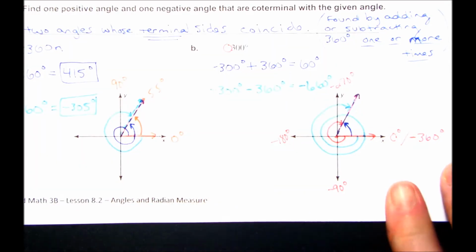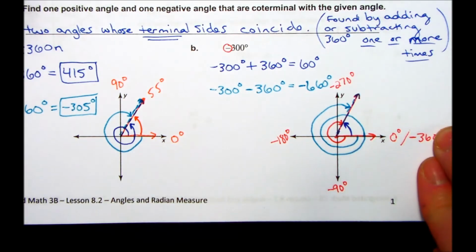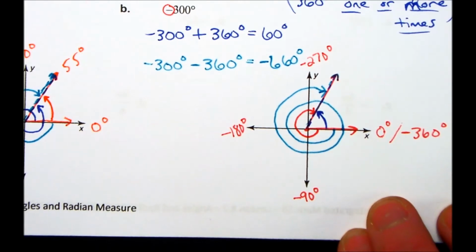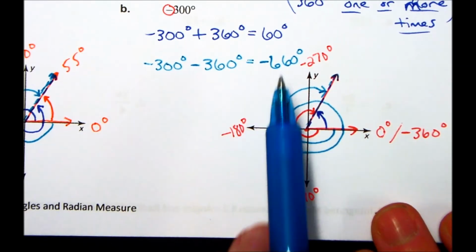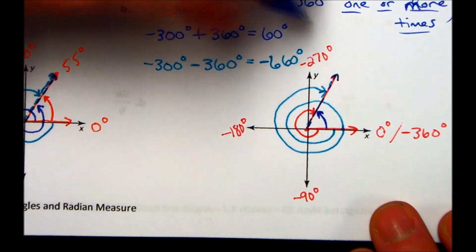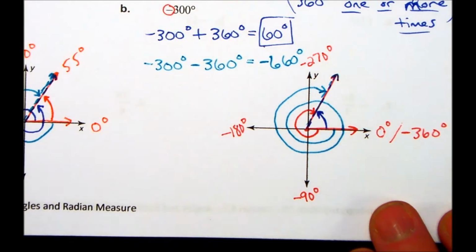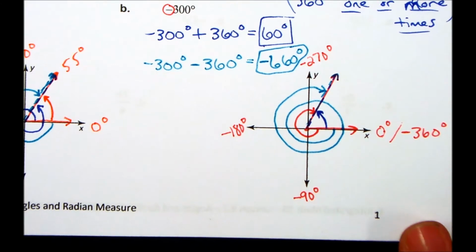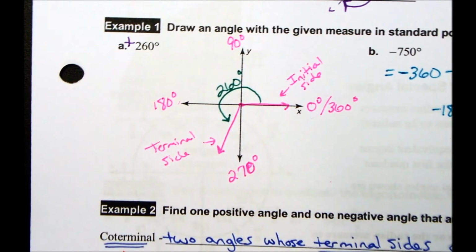So I've got the orange, the navy dark blue, and the turquoise blue all ending in the same place. So they're all coterminal. And then if we had to give the measurements, it would be 60 degrees and negative 660 degrees. Okay, so that's page 1. Hopefully you understood those examples.